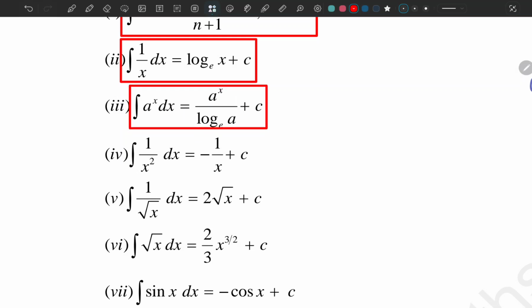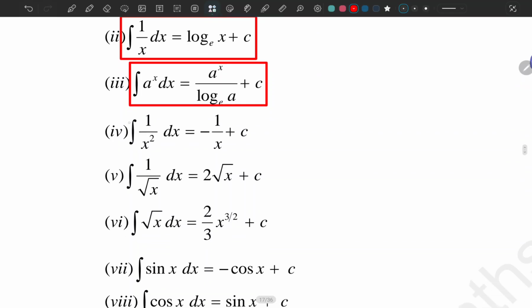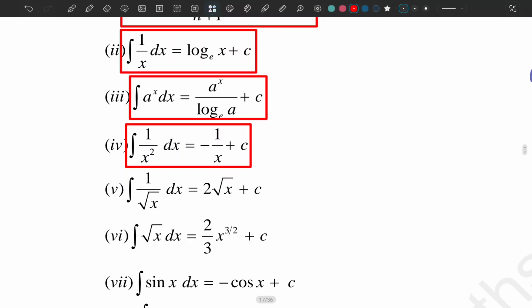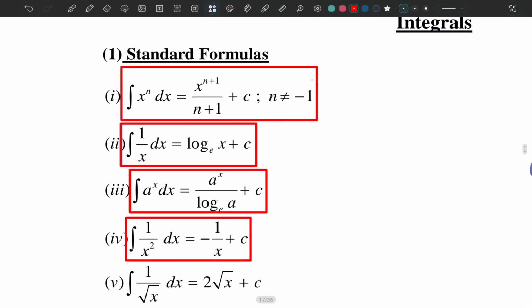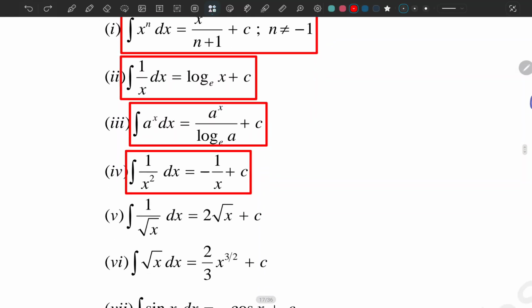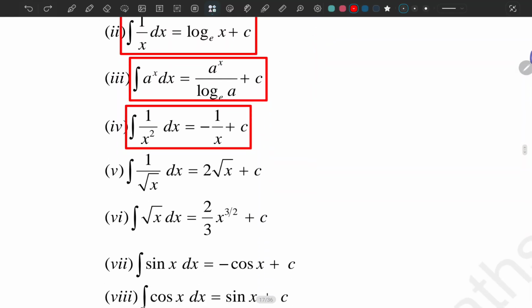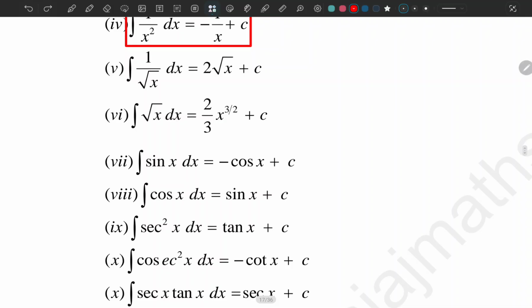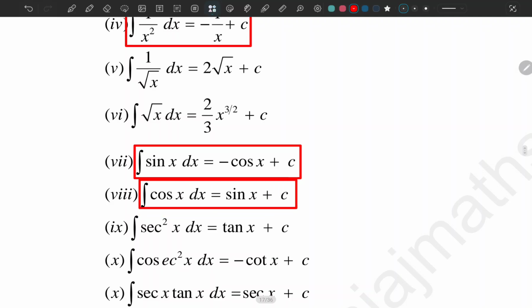The integral of a to the x dx is a to the x over ln of a plus c. You can derive this from the very first formula, right, when you take x to the minus 2 as your integrand. The integral of sine of x is minus cosine of x plus c. Integral of cosine of x is sine of x plus c.